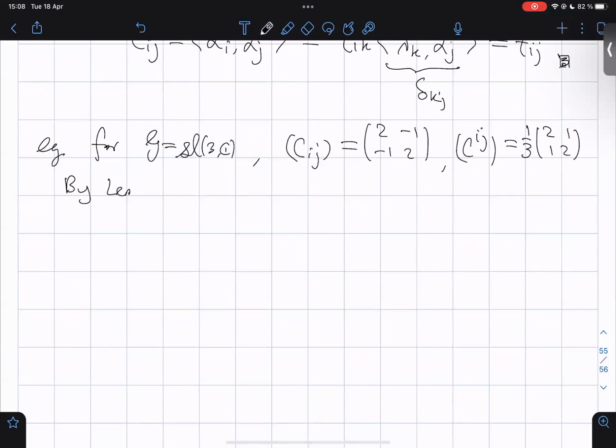By our lemma, we now write it out. So alpha i is Cij lambda j. For alpha 1, I look in the first row. So 2 and minus 1. These are the coefficients with respect to the lambda basis. So this is 2 lambda 1 minus lambda 2. Alpha 2 is minus lambda 1 plus 2 lambda 2.